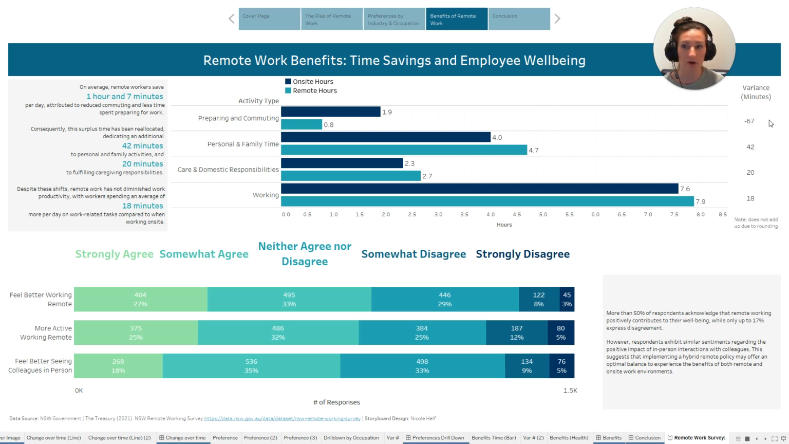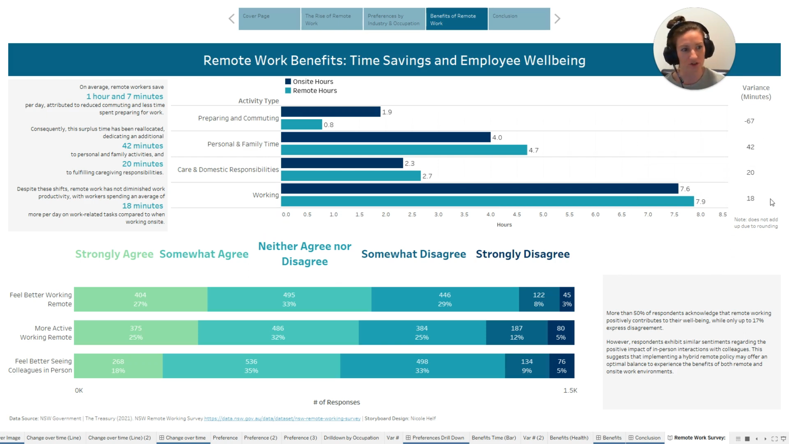So then where does that time go? That gets allocated to being able to spend more time with their family or just personal time. That's about 42 minutes on average across all industries. And then 20 minutes additional time for any care and domestic responsibilities. And what's interesting as well is that on average, people are spending more time working. So their productivity isn't actually dropping. They're working just slightly more.